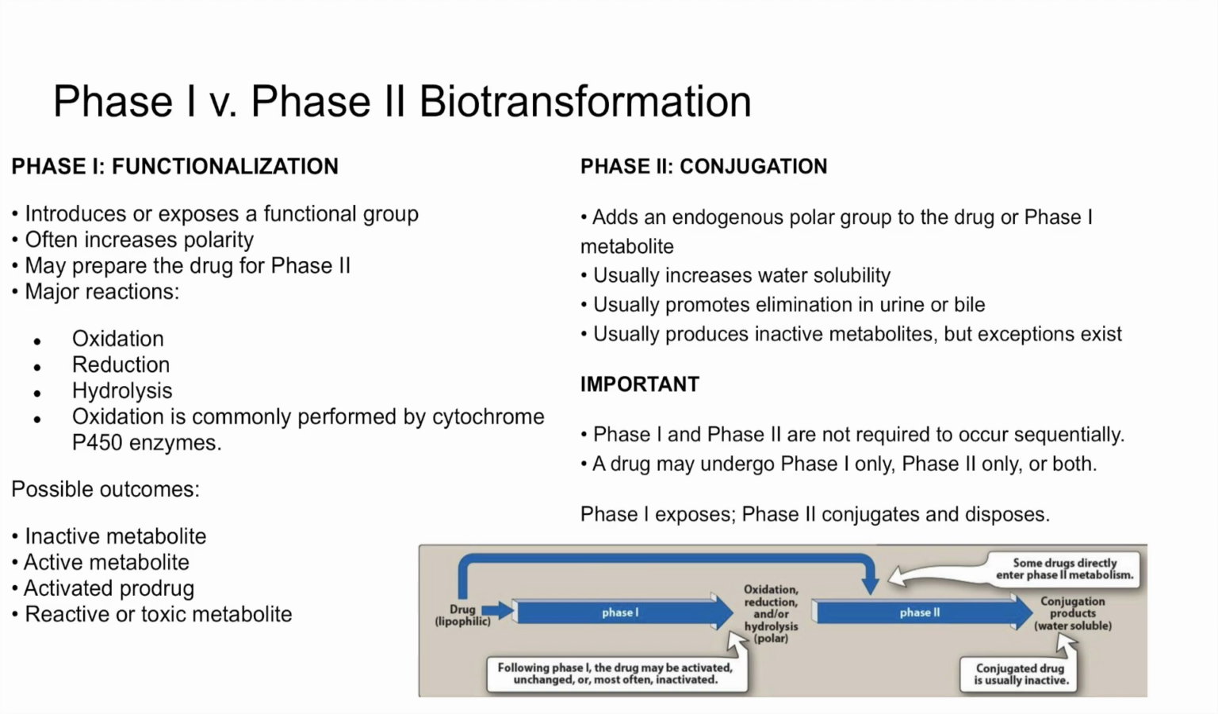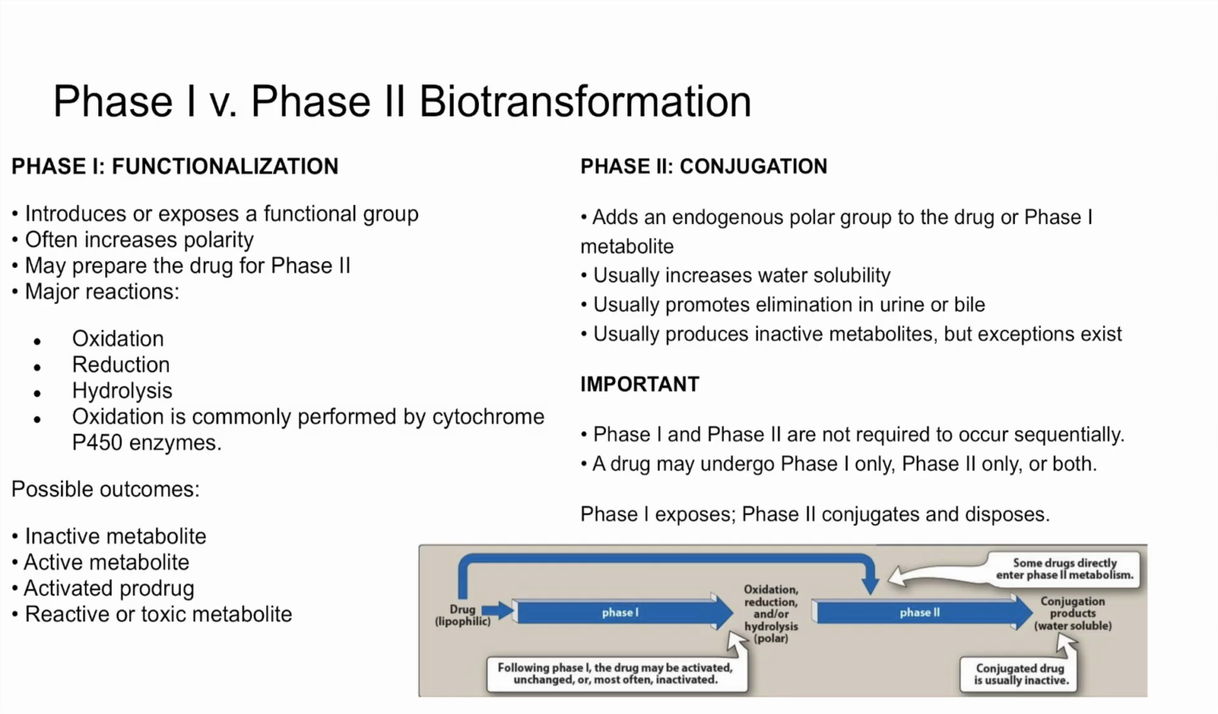Okay, so phase 1 reactions introduce or expose a functional group on the drug. The major reactions are oxidation, reduction, and hydrolysis. Oxidation is commonly performed by cytochrome P450 enzymes. Phase 1 often increases polarity and may prepare a compound for phase 2. The phase 1 product may be inactive, remain active, activate a prodrug, or become reactive and toxic. Phase 2 reactions conjugate the drug or its metabolite with an endogenous polar group. Examples include glucuronidation, oh my god, we're doing this again, sulfation, acetylation, and glutathione conjugation.